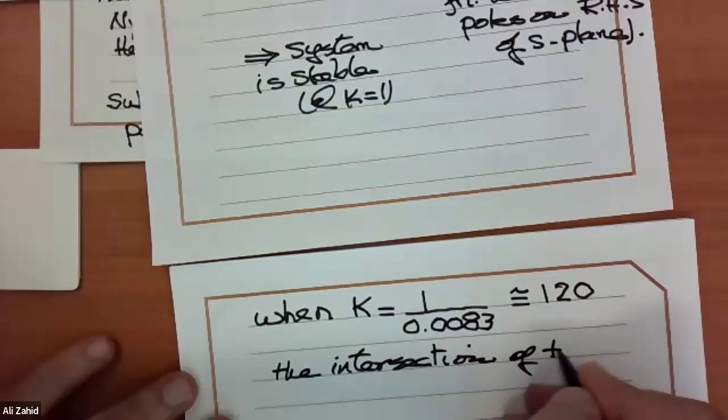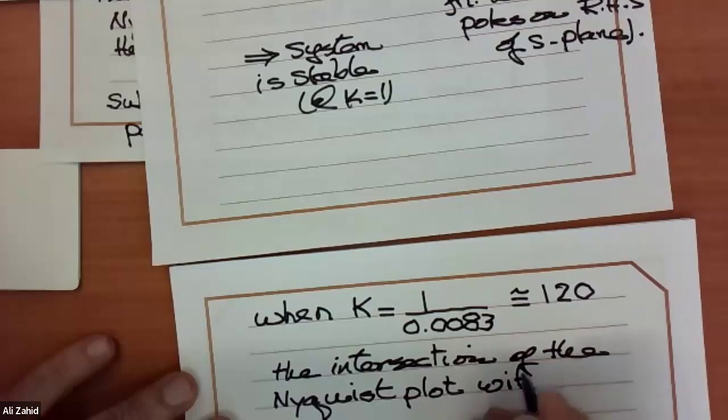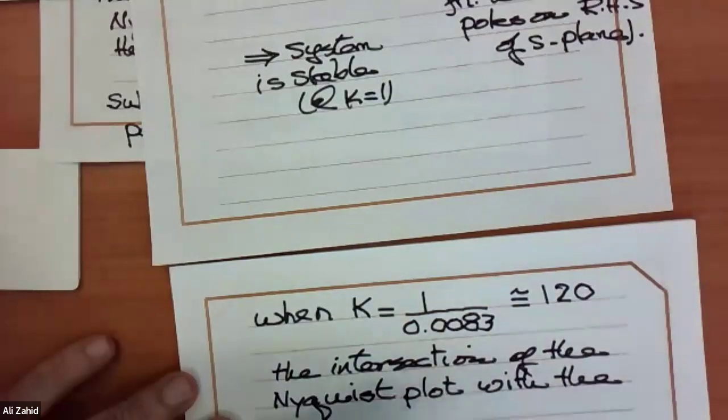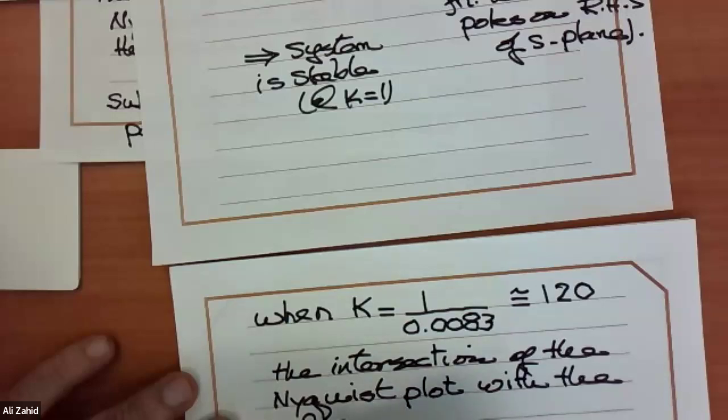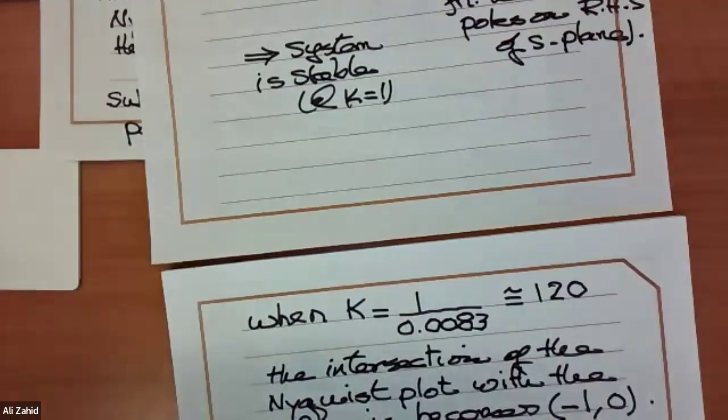The intersection of the Nyquist plot with the real axis becomes what? You follow me so far or not? Yes, following. You lost me here. Did you lose me? Yes. This point.